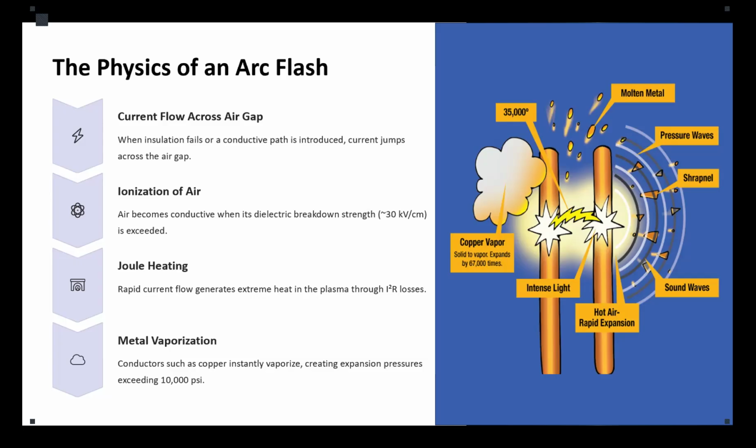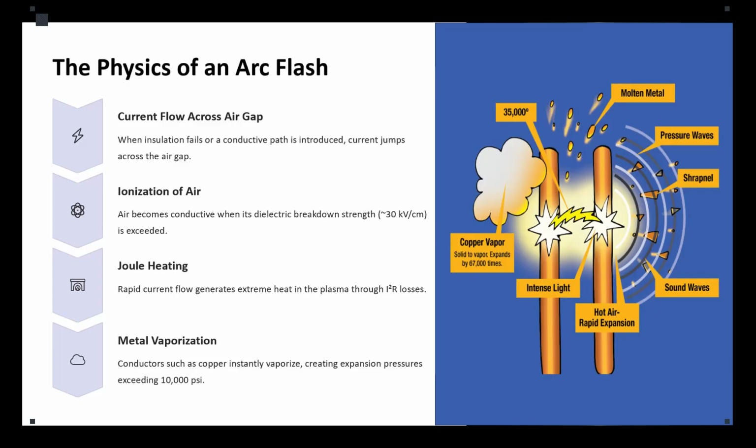Now, when that air becomes conductive, the current begins to jump across. When the current jumps across that air gap, it rapidly ionizes the air molecules, which means the electrons in the air molecules are stripped away. So it becomes a plasma. This plasma is extremely conductive.